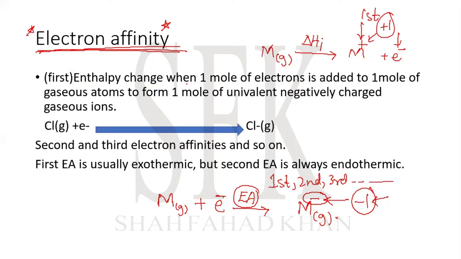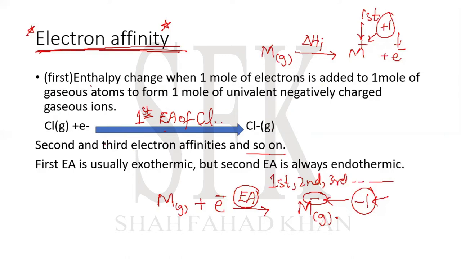The first electron affinity is when 1 mole of electrons is added to 1 mole of gaseous atoms to form 1 mole of univalent negatively charged gaseous ions. And this is how you're going to represent it in the form of an equation. So the first electron affinity in this case of chlorine. Now, second and third electron affinities and so on.